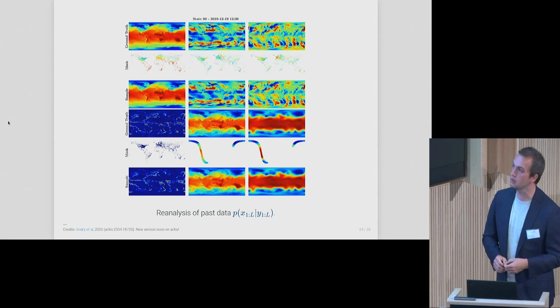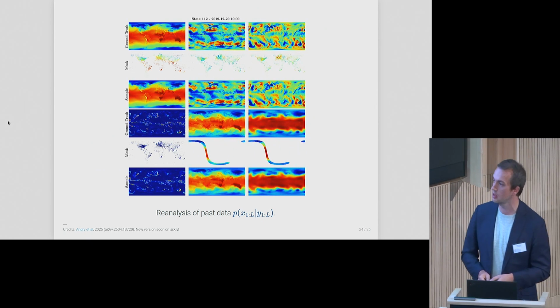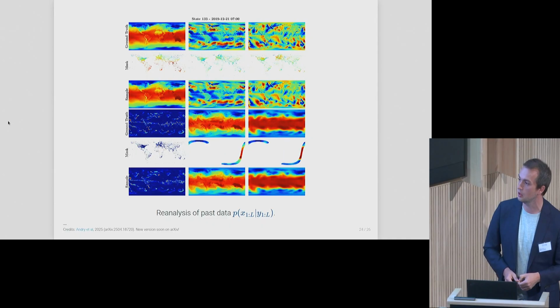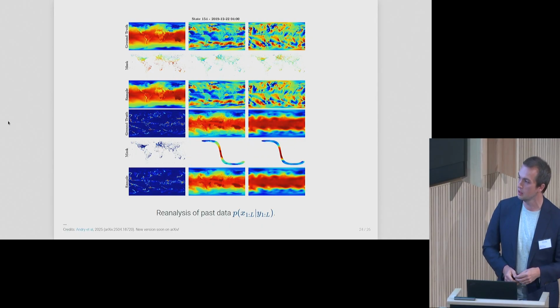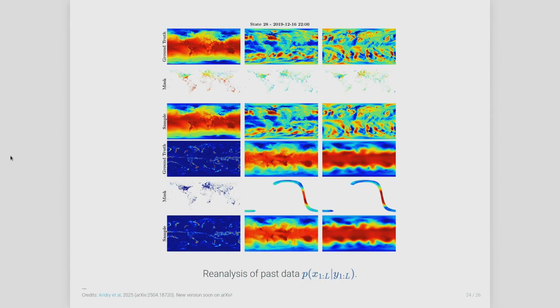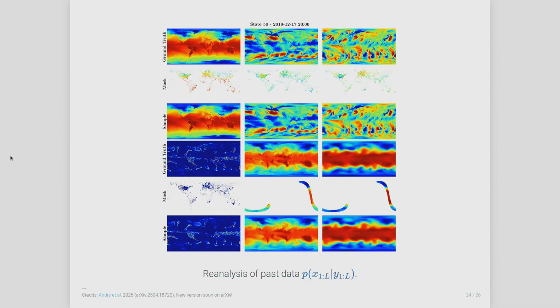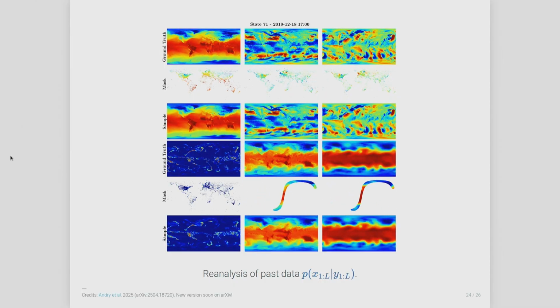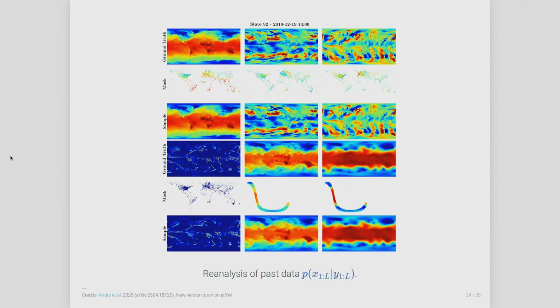And so this is one set of results where we apply our model to do reanalysis. We start from a history of observations, a sequence of observations, and we recover past trajectories of the system that are consistent with these observations.